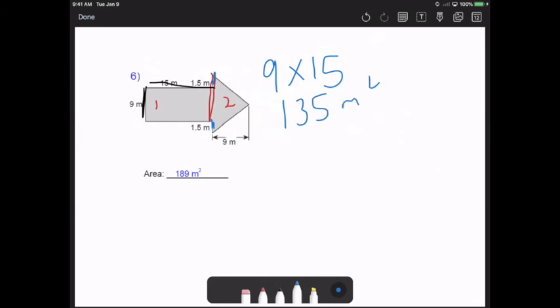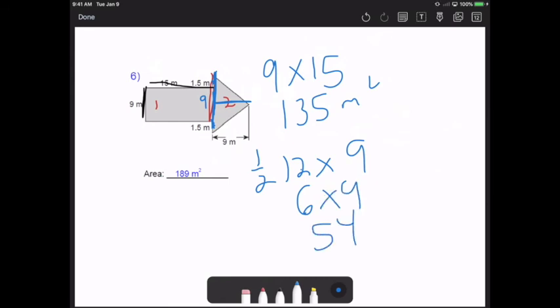The triangle, this is your base, the blue. So the blue is 9 right here, plus 1.5 plus 1.5, so it's 12. So it's 1/2, 12 times the height here, which is going to be 9. So we do half of 12, which is 6. 6 times 9 is 54. When you add it up, you get 189 meters squared.